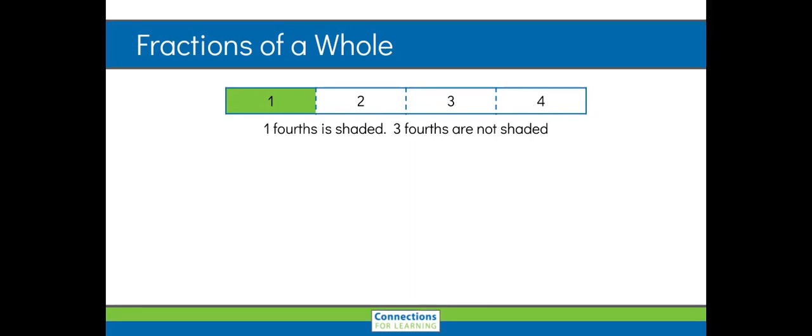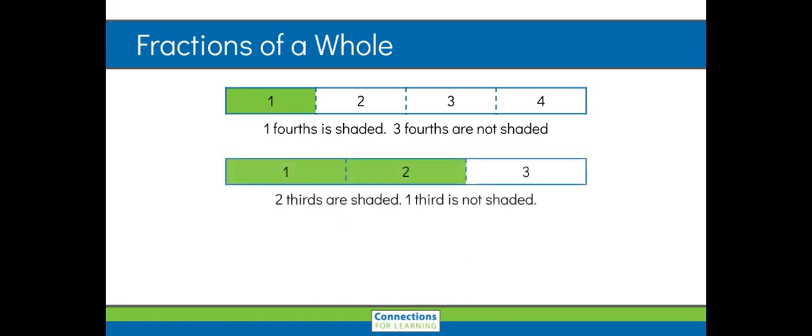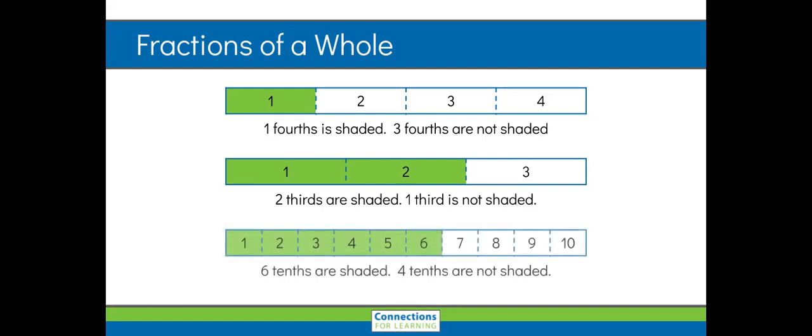In this example, we can see that one part of the four parts is shaded in. So we could say 1/4 is shaded, and 3/4 or 3 out of the four parts are not shaded. In our second example here, we have 2/3 that are shaded in, and 1/3 or 1 out of 3 parts is not shaded. And in our final example, we see that 6/10 or 6 out of 10 parts are shaded in, and 4/10 are not shaded in.